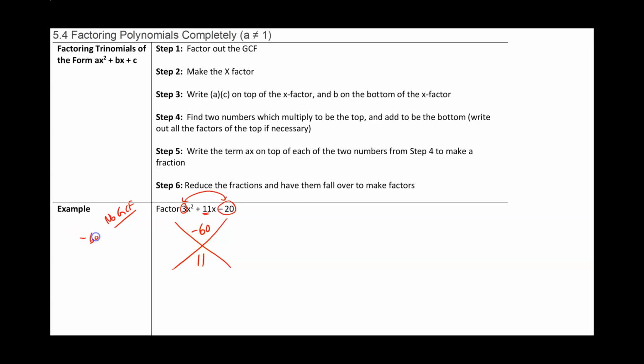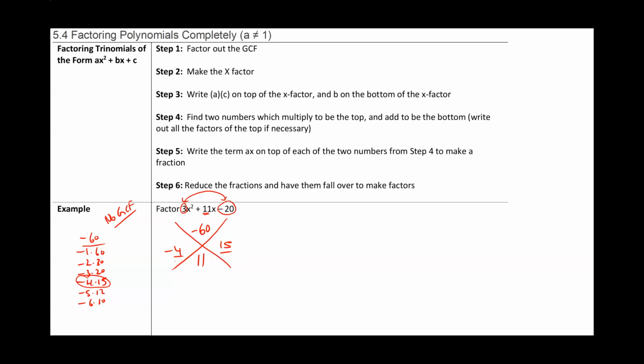Now, remember I told you guys in class for section 5.1 or 5.2 that when you have a bigger number like negative 60, you write down all the factors of negative 60 starting with 1. So you have negative 1 and 60, negative 2 and 30, negative 3 and 20, negative 4 and 15, negative 5 and 12, and negative 6 and 10. Always go in order 1, 2, 3, 4, 5, 6. Now, of these, which of them adds up to 11? That's going to be negative 4 and 15. Those are the two numbers that I choose.